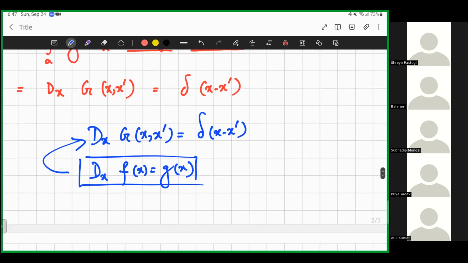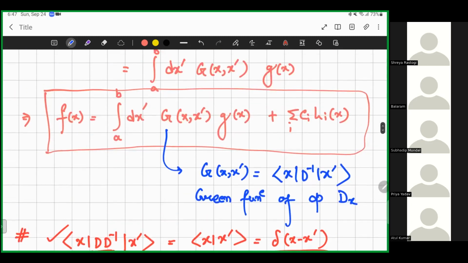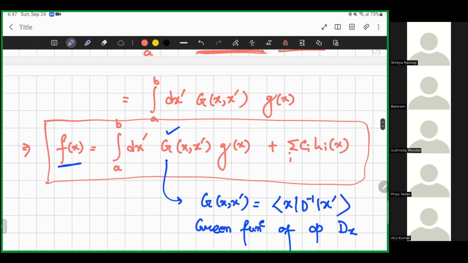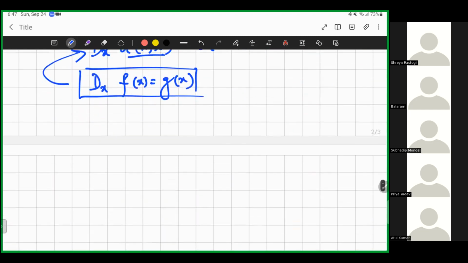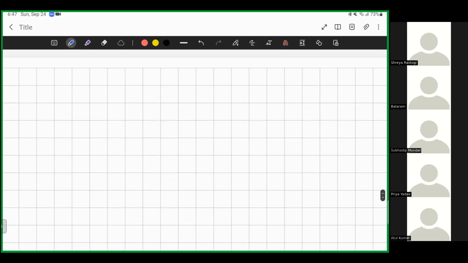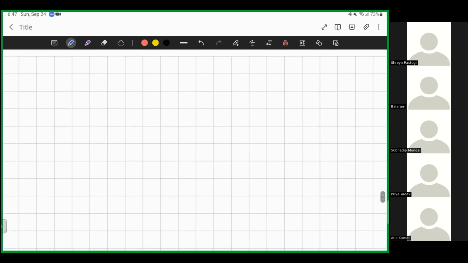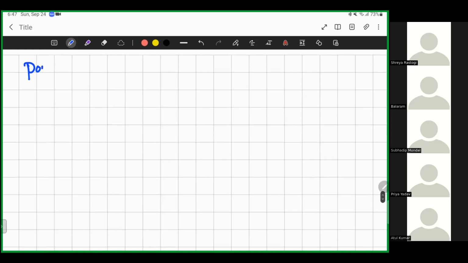Now, if we solve this equation, then we can obtain g, the Green function, and if we put that Green function here, then we can obtain f(x). This is our total method, the procedure. So let me deal with one example. Let's take the Poisson equation.